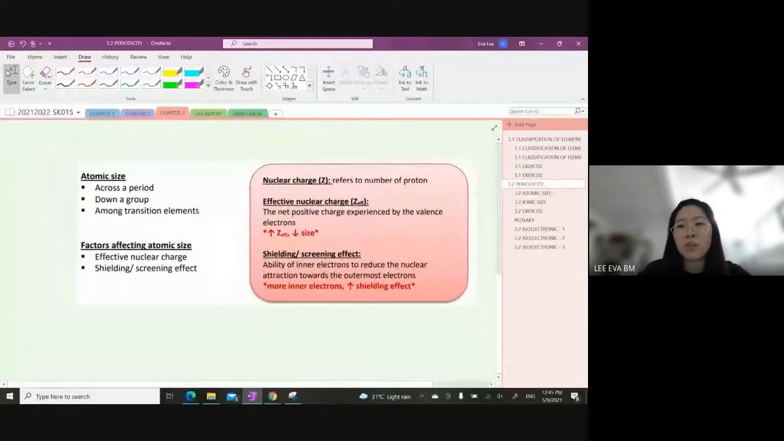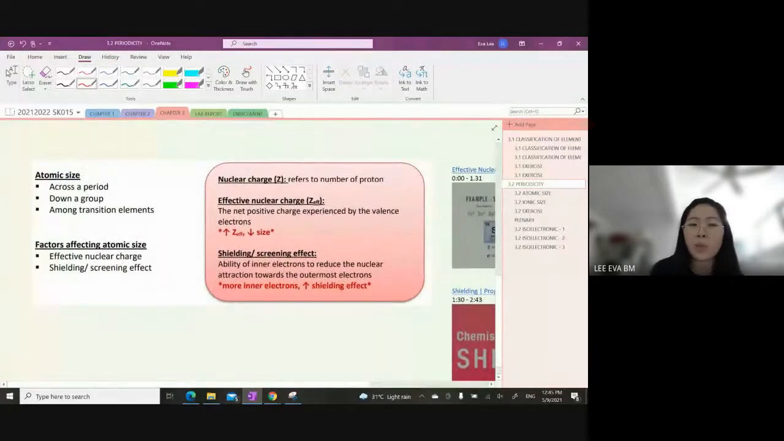Okay, some new terms to you. So atomic size, we want to explain the trend. When you talk about the trend, is it increasing order, decreasing order, or the size remains the same? So we need to describe three of these categories. First one, across a period, down the group, and among the transition elements for the first row only inside your periodic table. So what factors are going to affect your atomic size? So dekat sini you boleh catat juga size. We can also describe it as radii, or plural form, or singular form, we call it a radius.